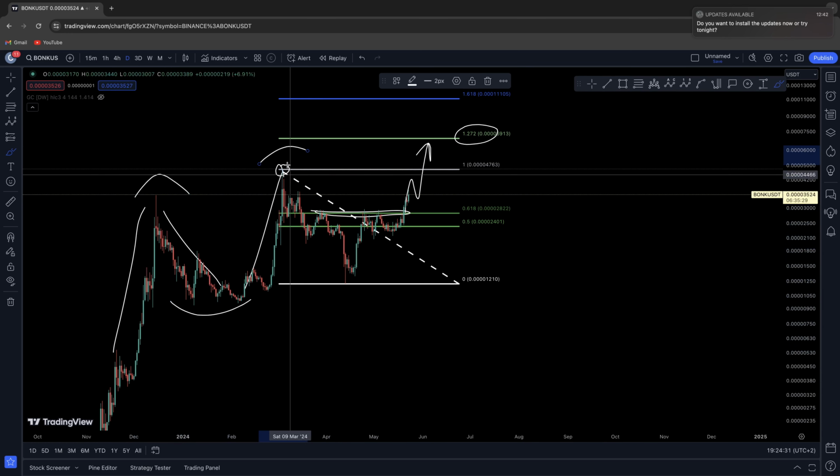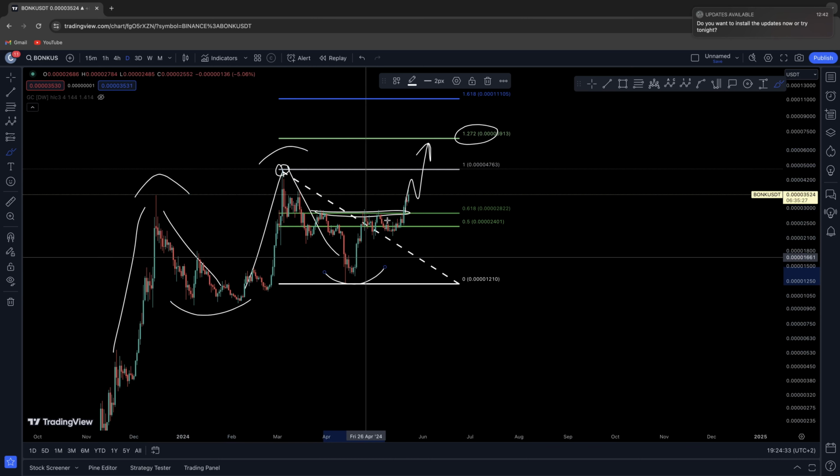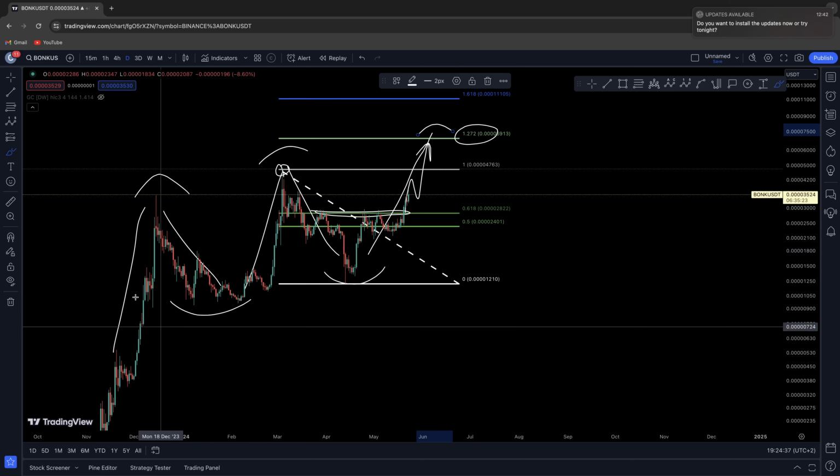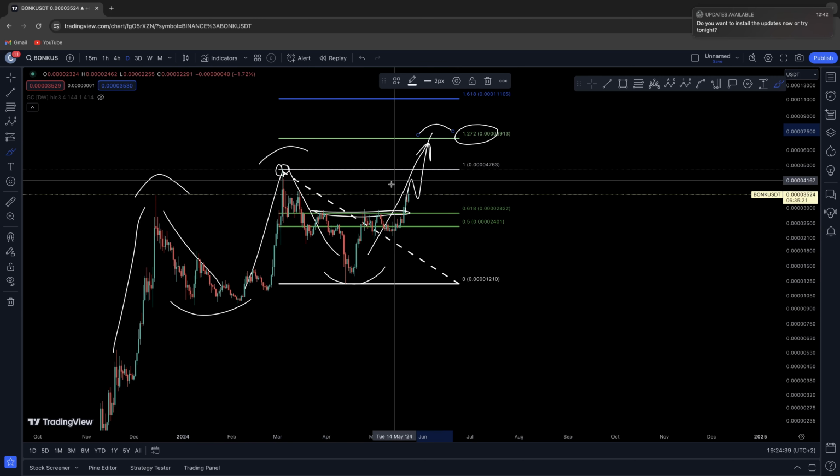Came up, put a higher high. Came back, put a higher low. Right now we need to come up and put a higher high. And then you're remaining in this bullish structure where you've got higher highs and higher lows.